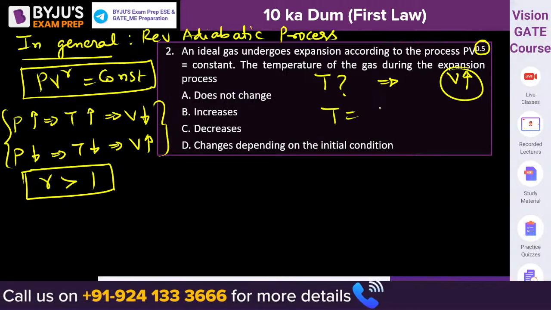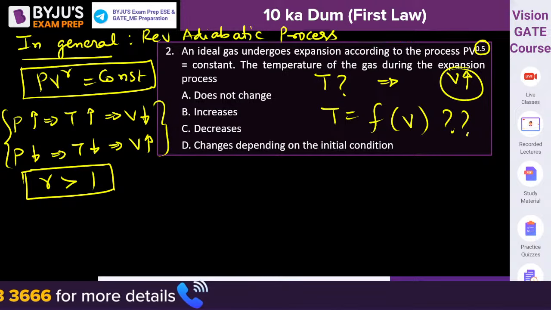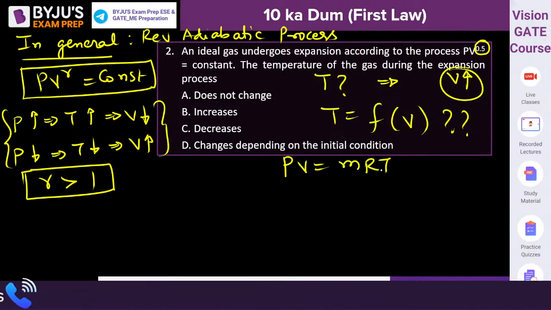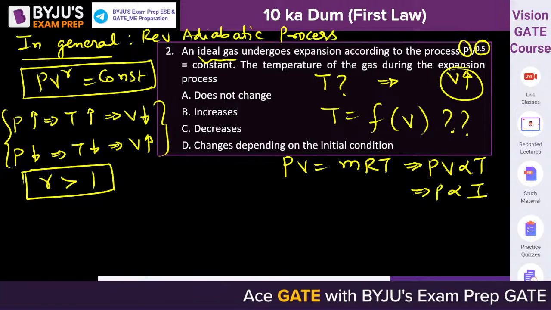So our objective is to develop a relation between temperature and volume, isn't it? According to PV is equal to mRT, it is an ideal gas. So according to the ideal gas equation, can we say PV is directly proportional to temperature? We do not want pressure. We want temperature. So P is proportional to T by V.